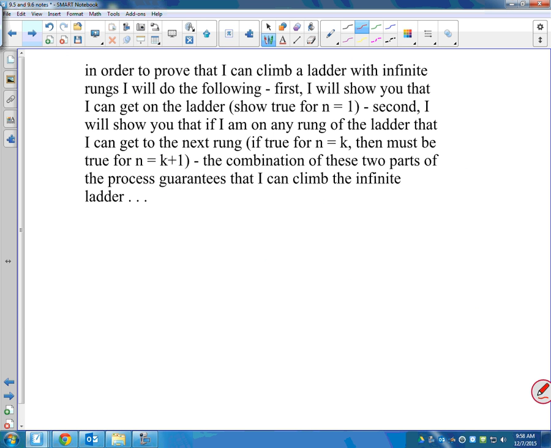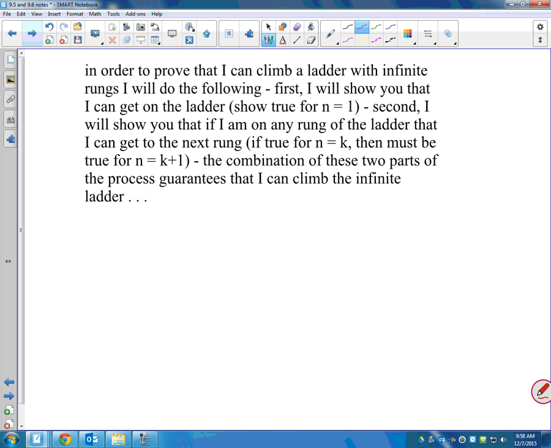relating proof by induction to climbing a ladder. So it says, if I want to prove that I can climb a ladder with infinite rungs, I must do the following. Yes, I know you would die before you climb the ladder with infinite rungs, but just assume that you live forever as well, okay? Step 1, I'm going to show you I can get on the ladder. That's the first step, right? We prove it's true for 1, so I'm going to prove to you I can get on 1 rung.